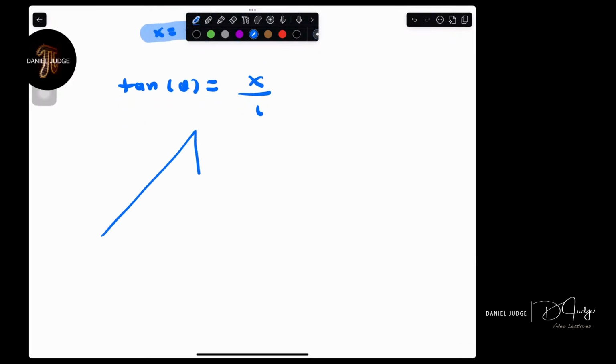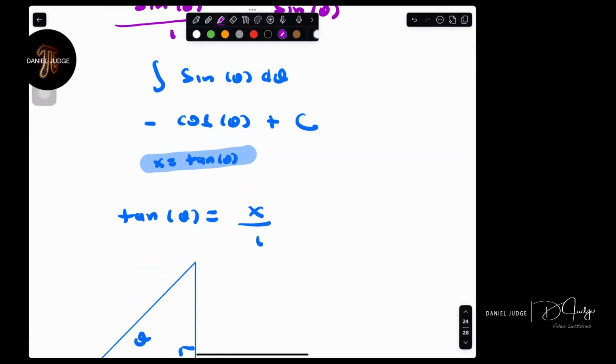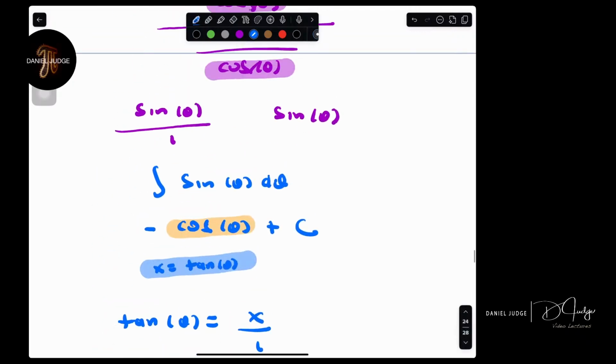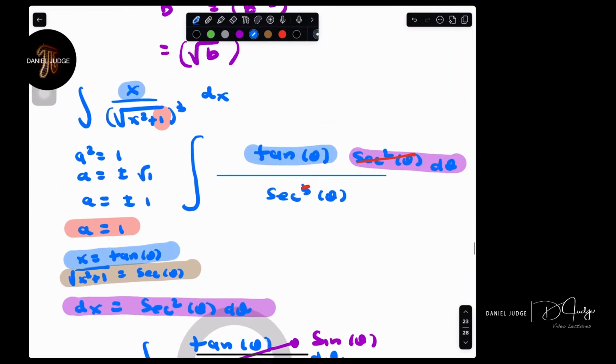We're going to create our right triangle because what we need to determine really is what is cosine theta. We know tangent theta is x. We don't know what cosine theta is. So opposite over adjacent, and then we get x squared plus 1 squared, which will be 1. Remember, there is no radical here.